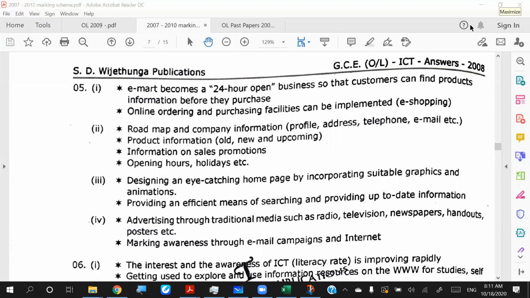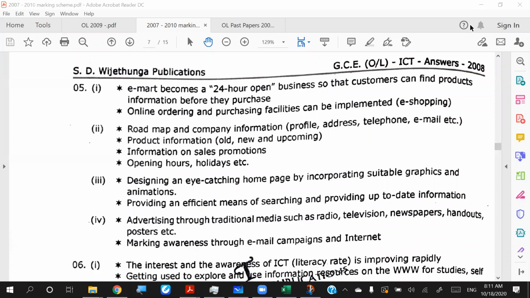Right. Okay, doesn't matter. Let's go for the 2009 paper, and I need to know which questions you went wrong on. So has everyone done the 2009? Yes, what's the problem?